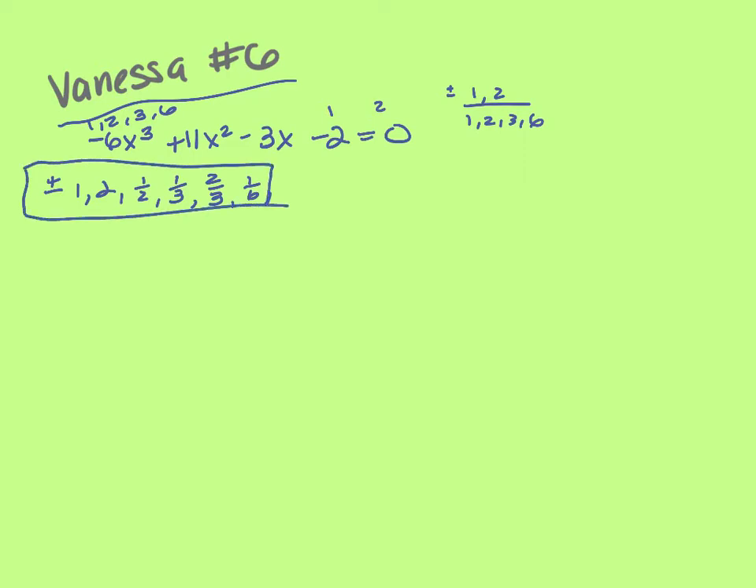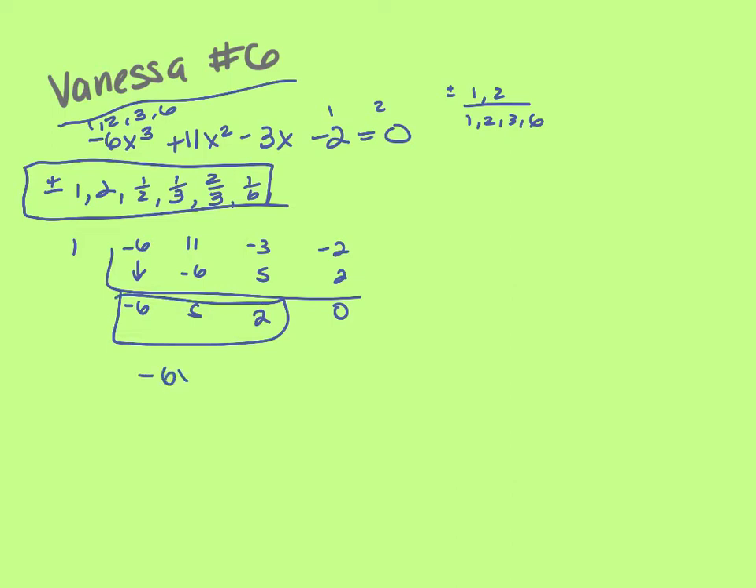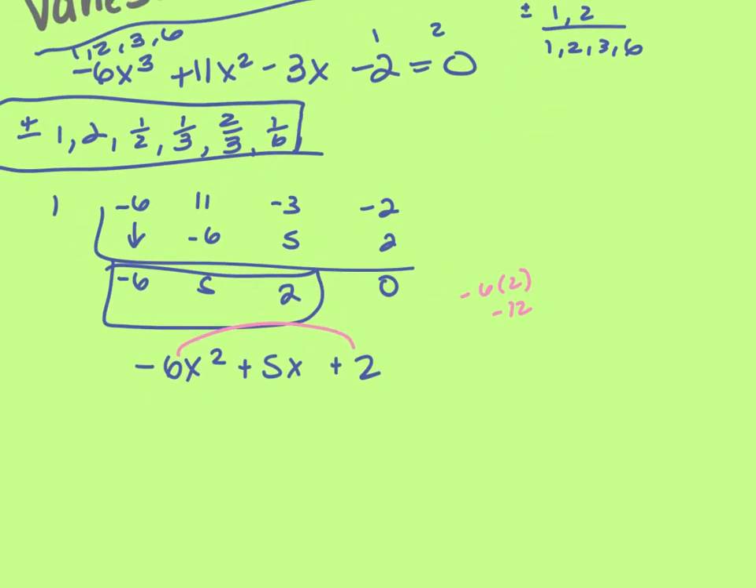So then I want to try them. If I try positive 1: -6, 11, -3, -2, bring down the -6, -6, 5, 5, 2, 2, and that one works. So I'm going to take -6x squared plus 5x plus 2. See if I can factor it. So -6 times 2, -12. Factors of -12 that sum to positive 5. There's none. So I have to do the quadratic formula.